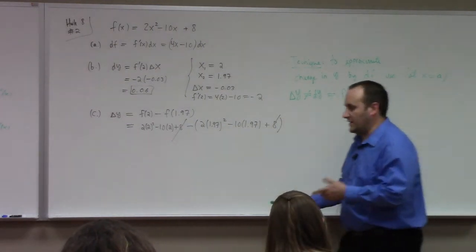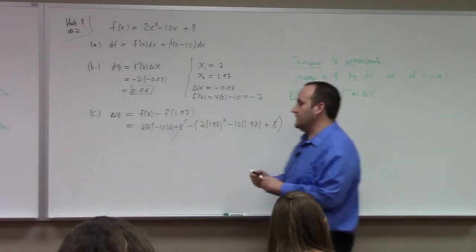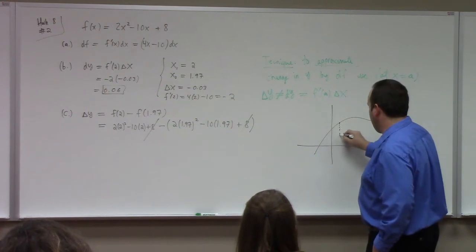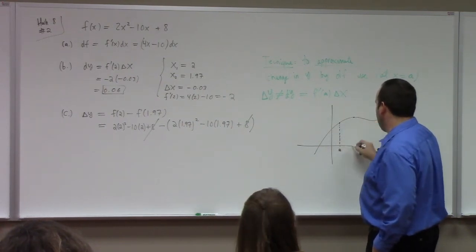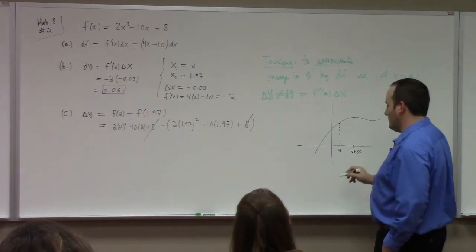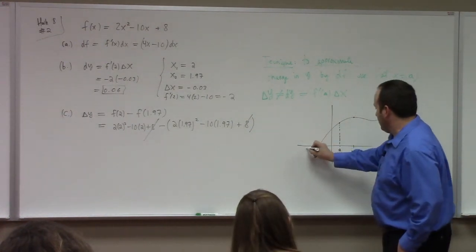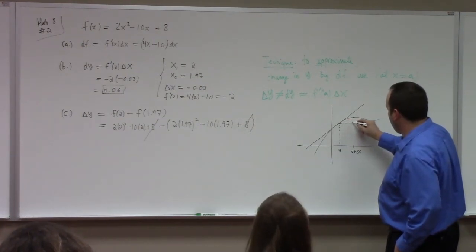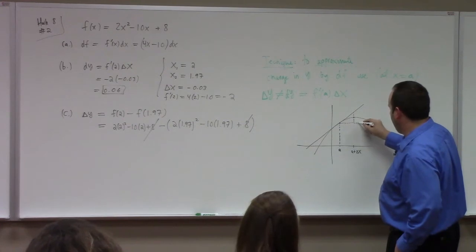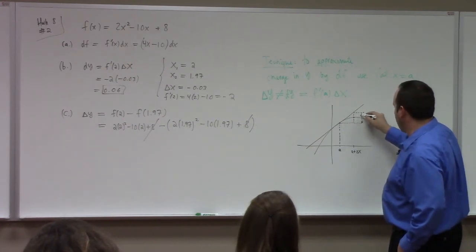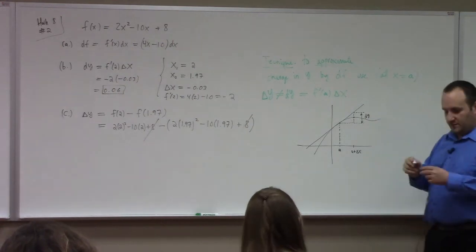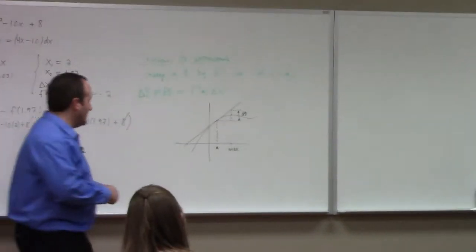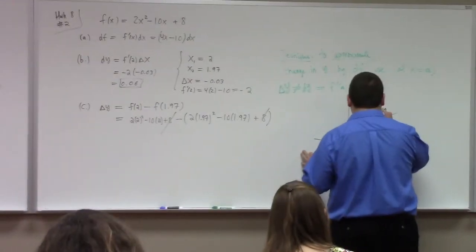I can draw a picture of what's going on. The idea here is something like this. Here's the curve of the function. You pick some point a, and here's maybe a plus delta x. The tangent line to that would be like this. This right here would be the so-called dy, whereas the actual change in y has to do with the difference of the values of the function. And that would be like here.